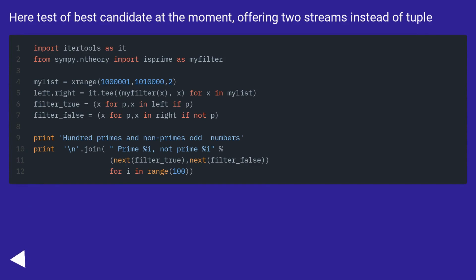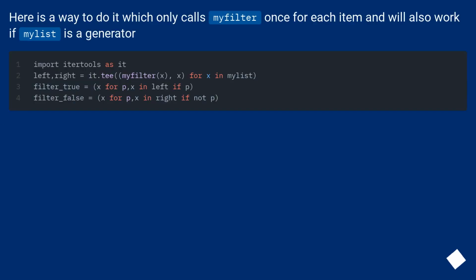Here is a test of the best candidate at the moment, offering 2 streams instead of a tuple. Here is a way to do it which only calls myFilter once for each item and will also work if myList is a generator.